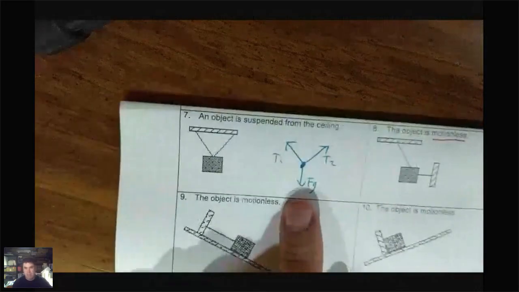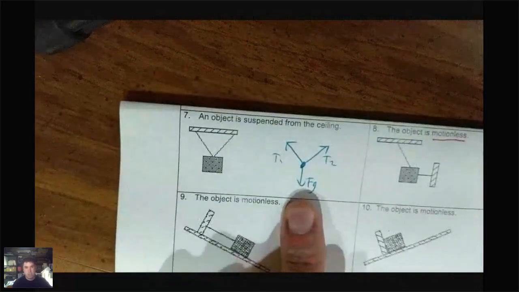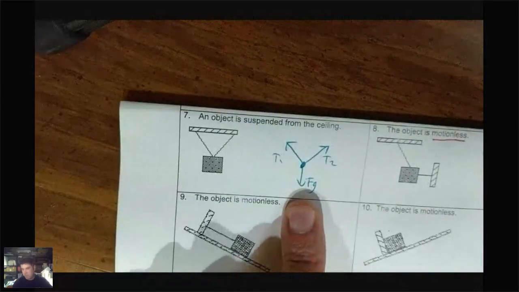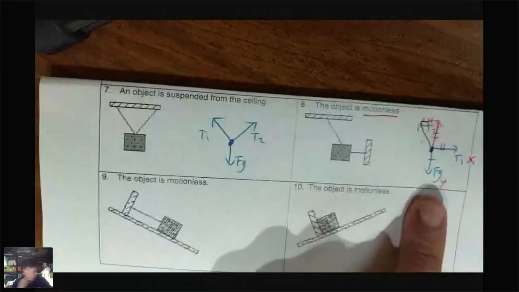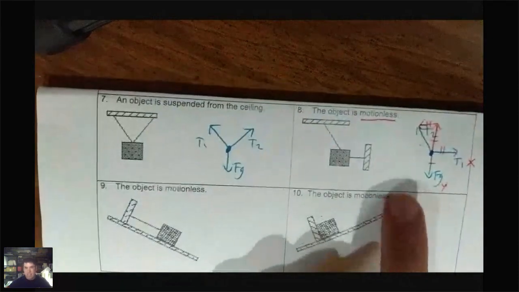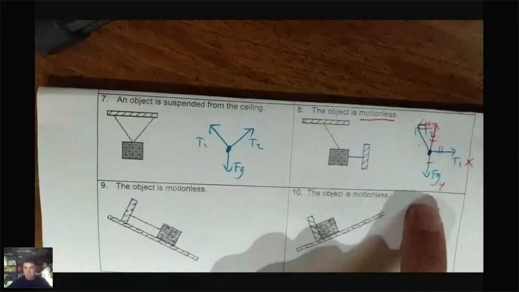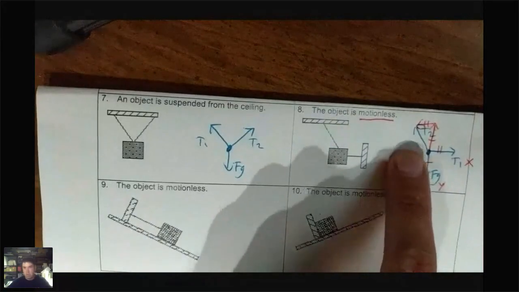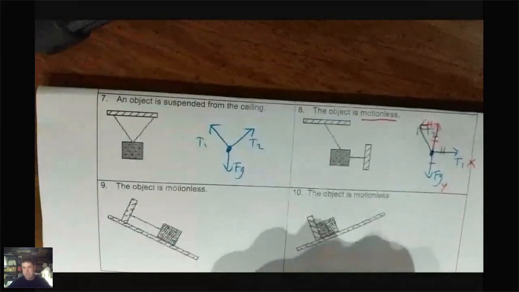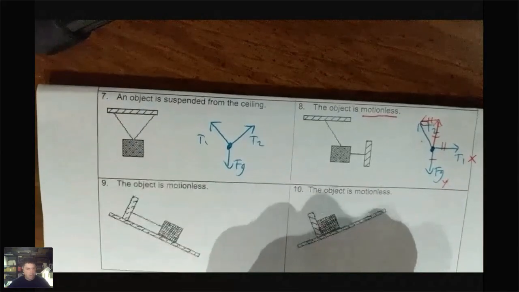I couldn't make a claim with number 7. I don't know which one's bigger. Probably the force of gravity, but I'm not positive for this one. But for this one, we can be pretty confident that T2 has to be bigger than the downwards and the right one, simply because this is canceling out both of those two forces. So it must be bigger. Does that make sense? Okay, good.